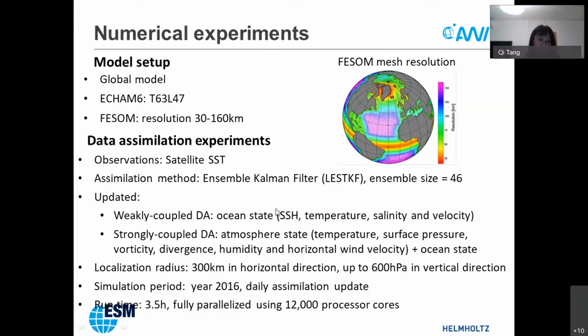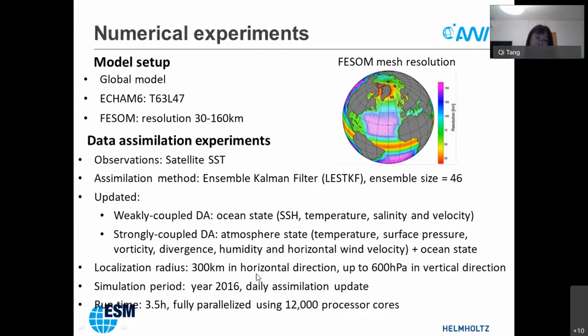In the weakly coupled data assimilation, we only update the ocean variables, including the sea surface height, temperature, salinity, and velocity in 3 directions. In the strongly coupled data assimilation, both the ocean and the atmosphere variables are updated. The updated atmospheric variables include the air temperature, surface pressure, vorticity, divergence, specific humidity, and horizontal wind velocity, as well as the ocean variables as in the weakly coupled data assimilation.